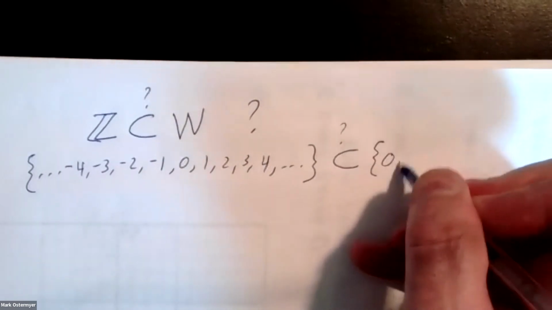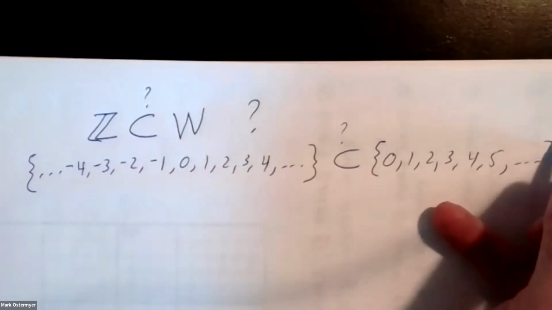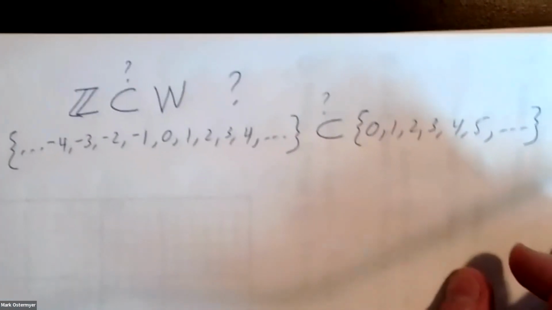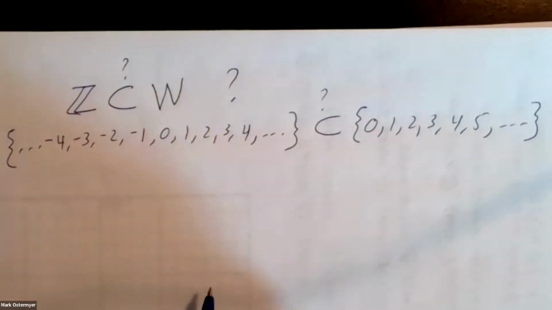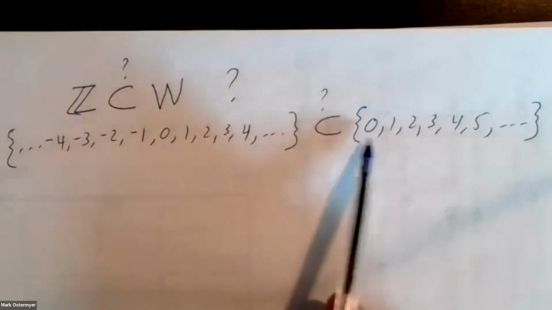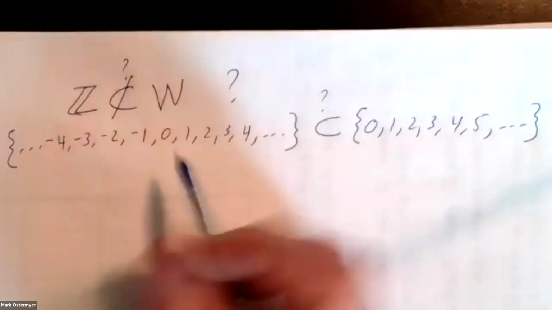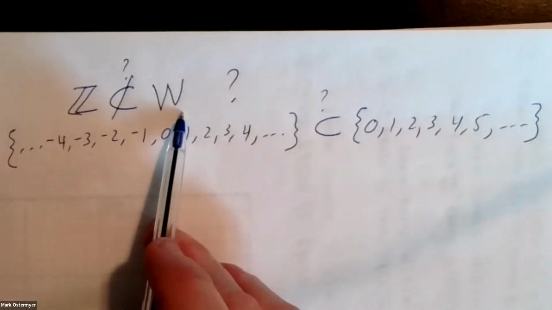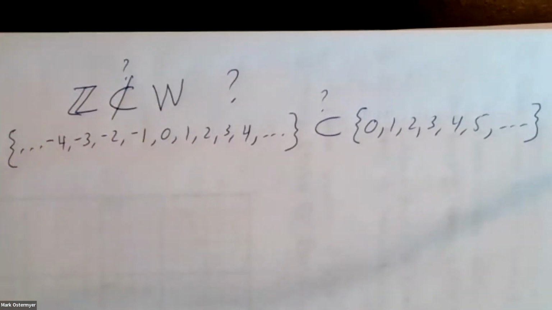The set of whole numbers being 0, 1, 2, 3, 4, 5, etc. Is that true, ladies and gentlemen? Is every element in the set of integers also in the set of whole numbers? The answer is no. You have a lot of negative integers, don't you? And no negative integers appear in the set of whole numbers. This is not true. We would say the set of integers is not a subset of the set of whole numbers.